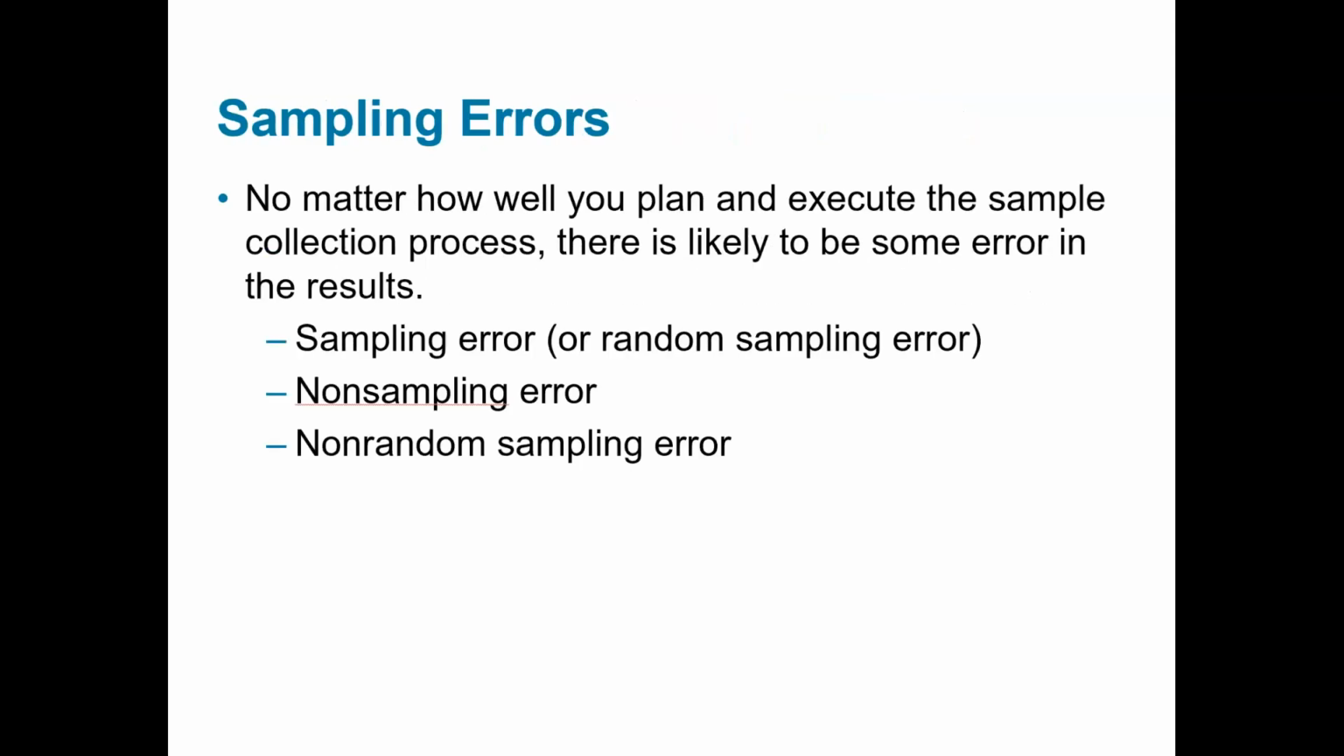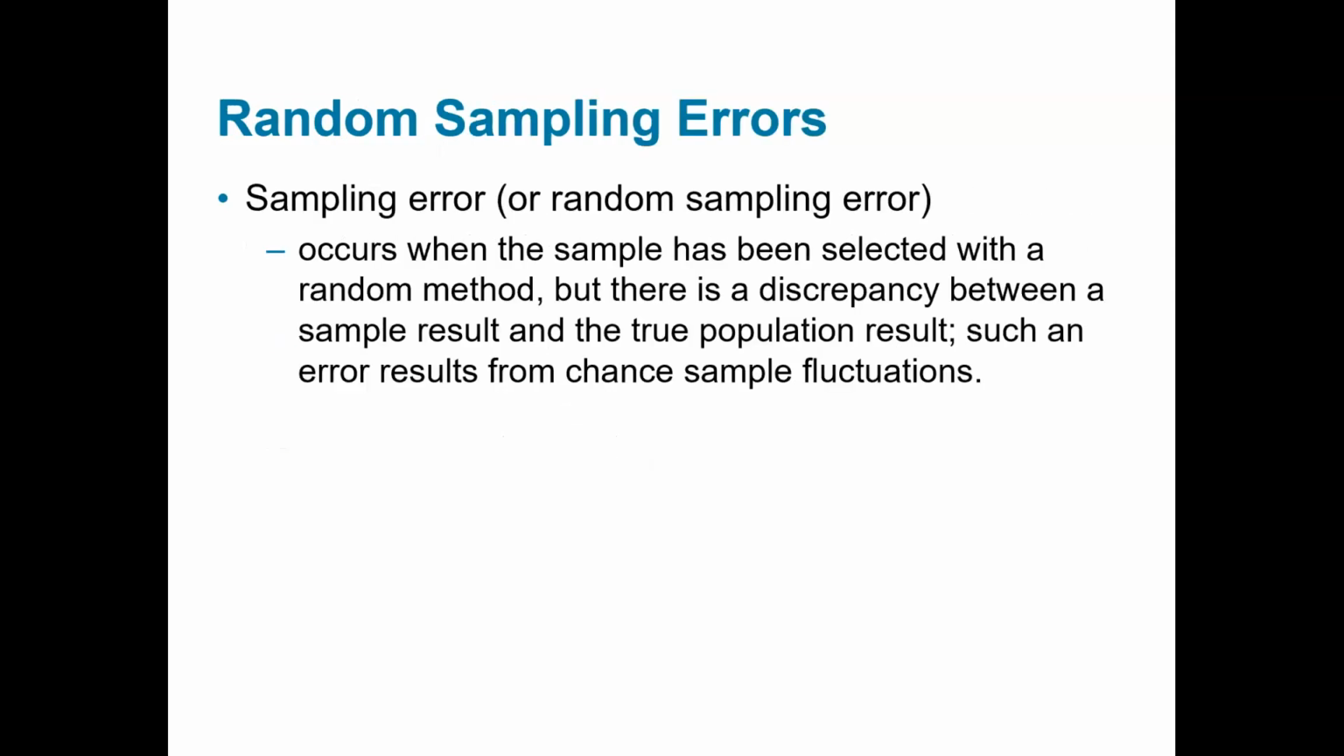There are other things we need to be aware of, like sampling errors. So no matter how well you plan and execute that stratified collection process or systematic, there's likely to be some error. So here are 3 sampling errors. The first is random sampling error, just sampling error. And it occurs when the sample has been selected with a random method, but there's a discrepancy between a sample result and the true population result.